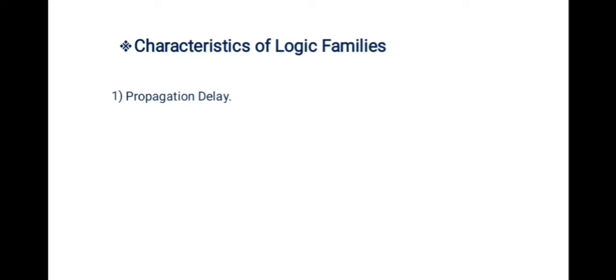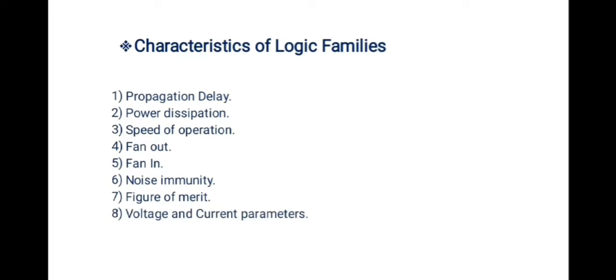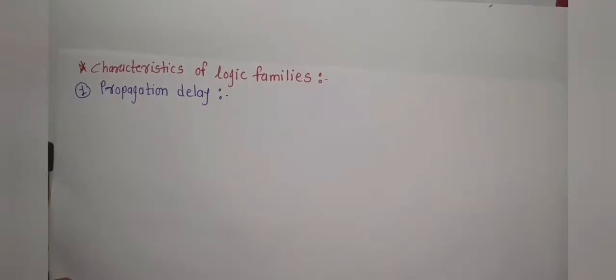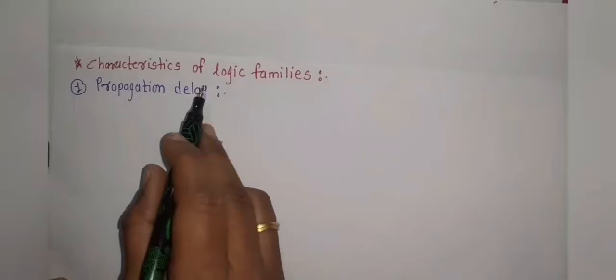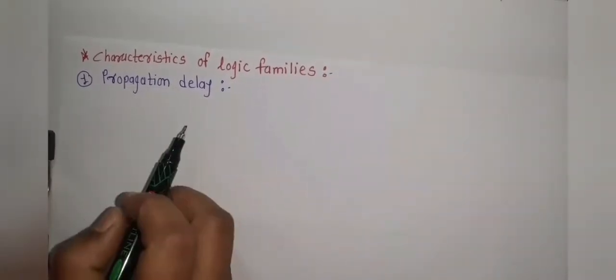The first one is propagation delay, second is power dissipation, third is speed of operation, fourth is fan out, fifth is fan in, sixth is noise immunity, seventh is figure of merit, eighth is voltage and current parameters, and the last one is operating temperature. We learn one by one. Let's start with the characteristics of logic families. The first characteristic is propagation delay.